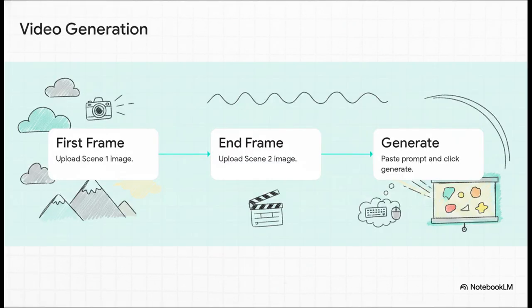Flow gives you 2 distinct frame slots. It's a really simple 3-step process. This tells the AI exactly where the motion starts by uploading scene 1 to the first frame, and exactly where it needs to seamlessly end by uploading scene 2 to the end frame. You just paste your video prompt from ChatGPT, and the AI works its magic to create a gradual, completely natural progression between those 2 construction stages.